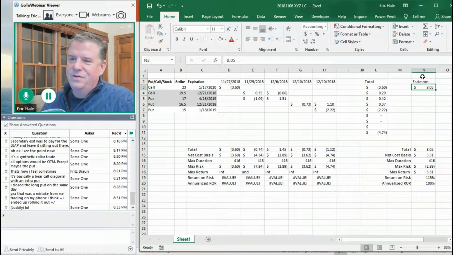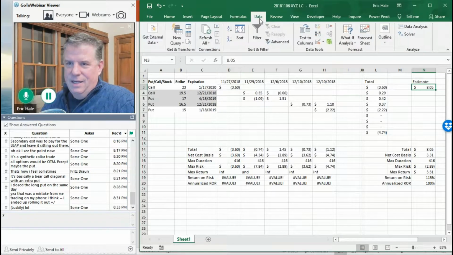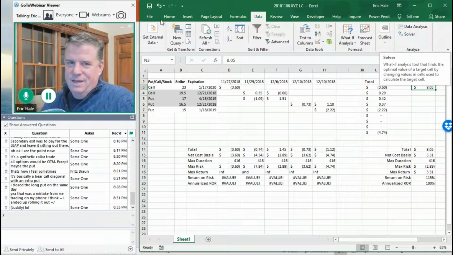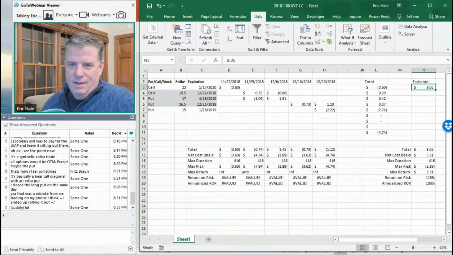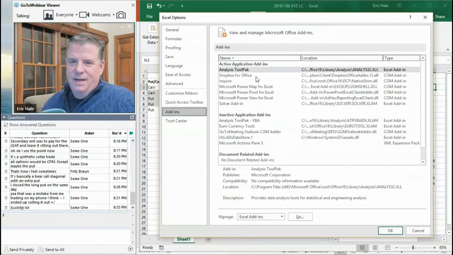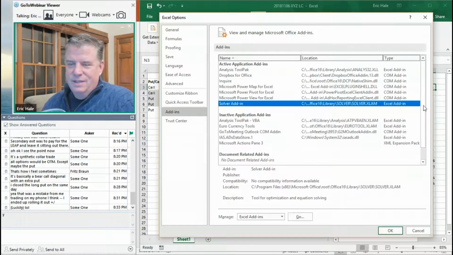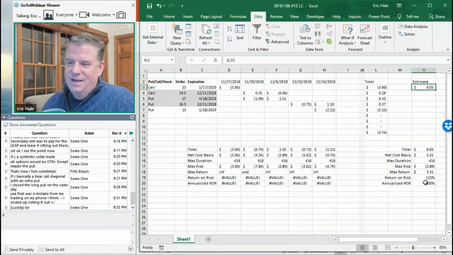Now, there's another trick that you can use in here. There's a thing called add-ins. If you go to File, Options, Add-ins, there is an add-in called the Solver. It's usually down here and you can activate it, the Solver. Once you activate the Solver, I'll show you how the Solver works.